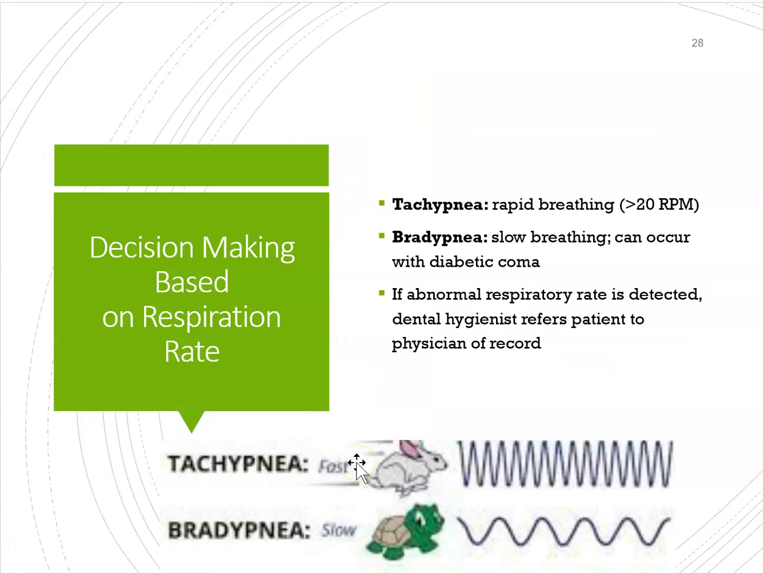And then again, just like with pulse, where we have a high pulse like tachycardia and a low pulse like bradycardia, the same thing applies for respiration. The normal range is 12 to 20 respirations per minute, but if they have more than 20 respirations per minute, then it's tachypnea, which is rapid breathing. They're breathing really fast. And if they're breathing really slowly, then it's bradypnea. Sometimes if they're breathing really slowly, you might want to be concerned about a diabetic coma, that situation they might be in. So if you see anything abnormal, refer them to their doctor.